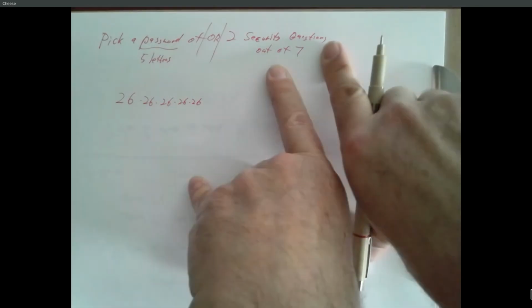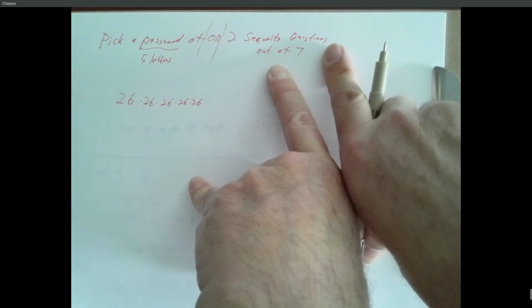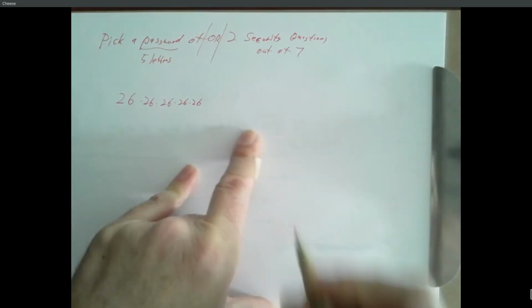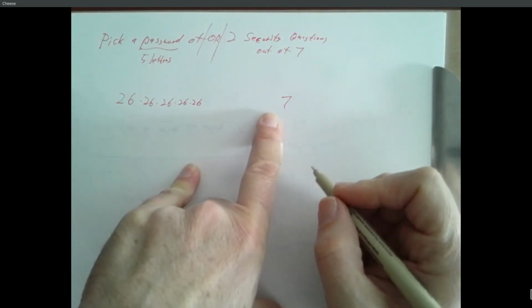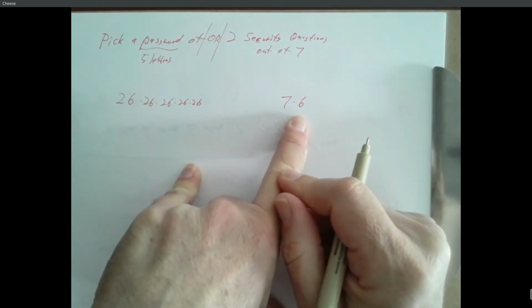If you want to pick 2 security questions out of 7, the first security question, you've got 7 choices. What's your favorite color? What's your quest? Whatever. So you have 7 ways to pick the first security question, and then 6 ways to pick the second security question, because you can't repeat.